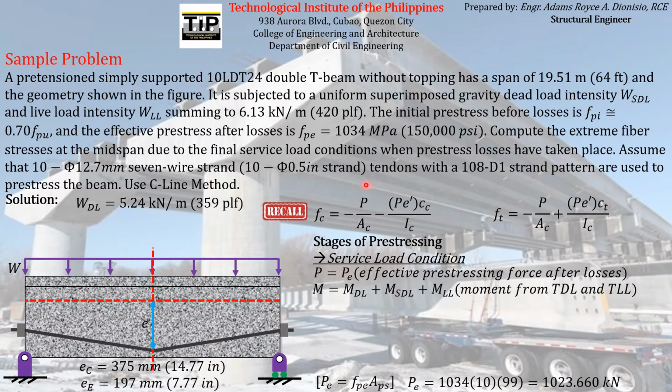So the next value we have to find is the magnitude of E prime. We all know that the formula for E prime is equal to M over P minus E, as derived before. So we need to find the magnitude of M, which is the total moment due to the dead load or self-weight itself, the superimposed dead load, and the live load. And since we are considering the section at midspan, we must find the magnitude of the moment acting at that particular location, which is the midspan.